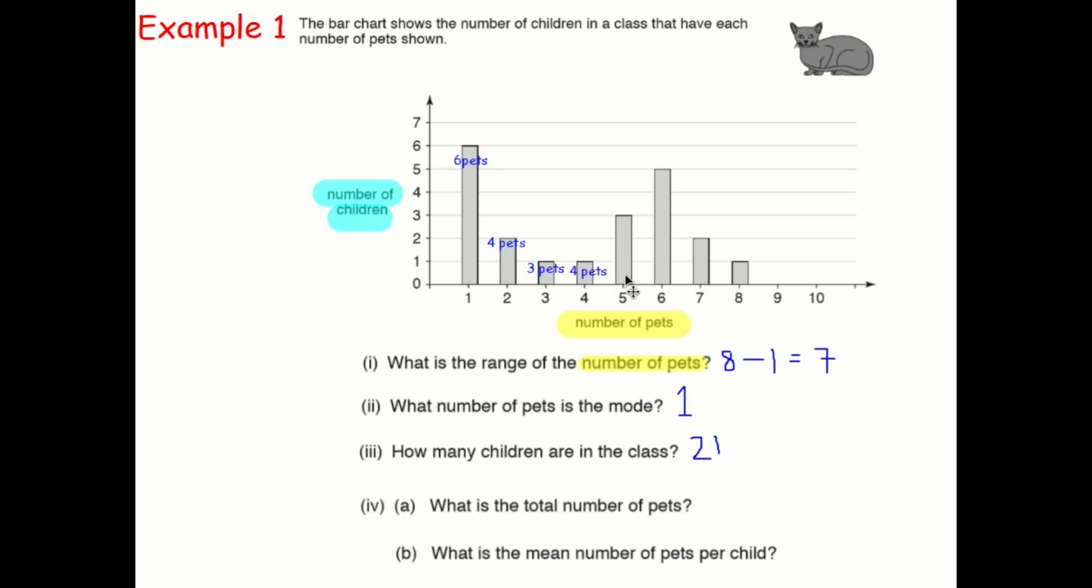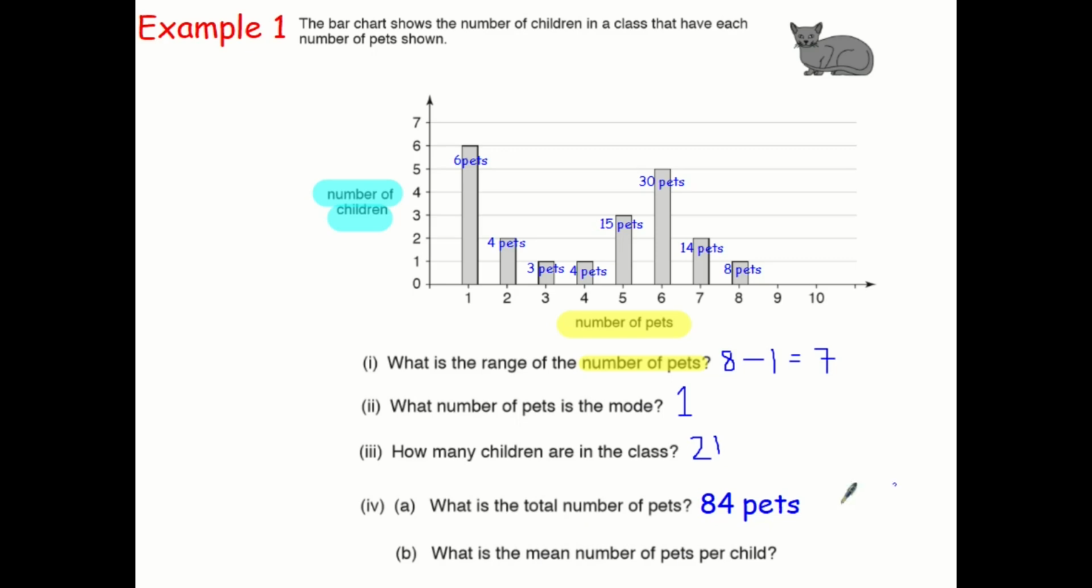3 children here have 5 pets. So we've got a total of 15 pets here. 5 children have 6 pets, meaning a total of 30 pets. 2 children have 7 pets, meaning a total of 14 pets. And 1 child has 8 pets, meaning just 8 pets from there. So, what is the total number of pets? Well, I've got to add all those together, and I get that my total is 84 pets.